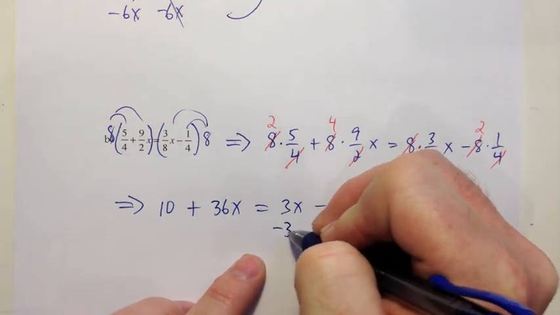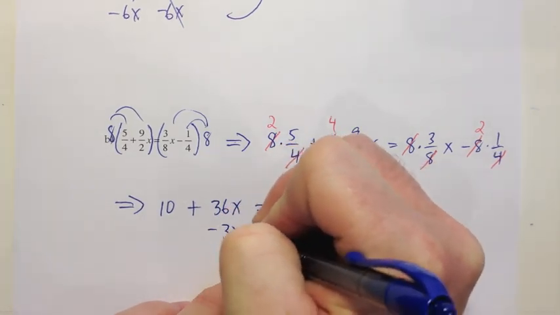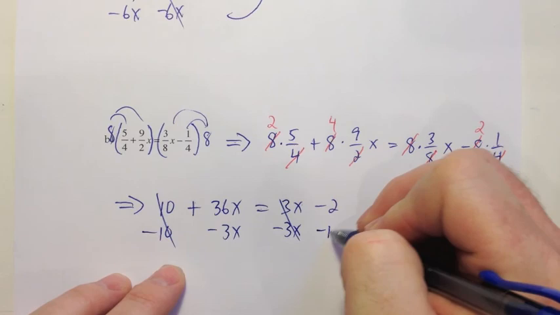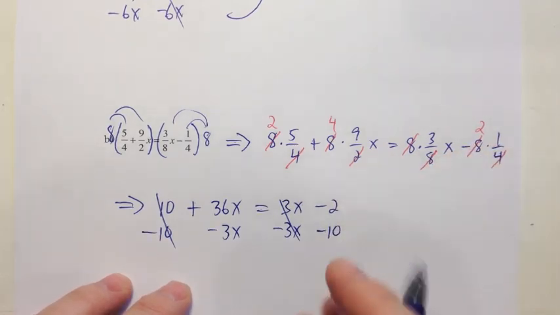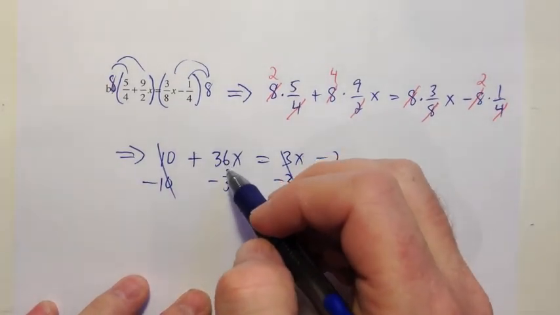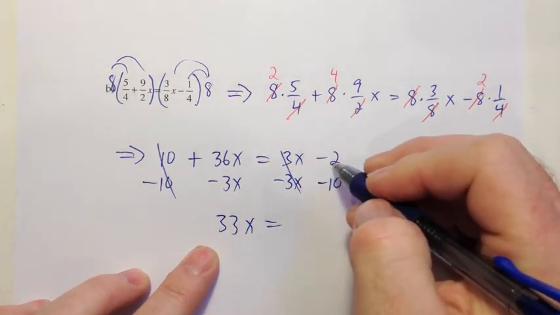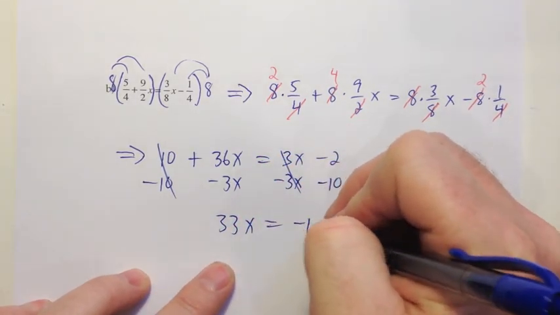So then I would subtract 3x from both sides to move the x's to the left. Subtract 10 from both sides. That'll move the constants over here to the right. Finishing it off, we have 36 minus 3 is 33x. And negative 2 minus 10 is negative 12.